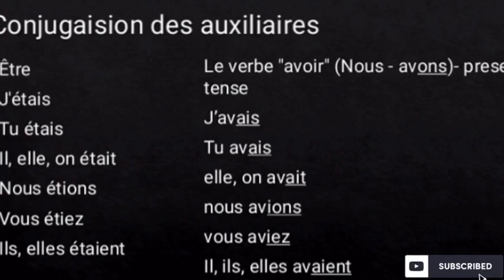The two auxiliary verbs that you must know. Look at être, j'étais. They repeat the participe passé, remove the ending, the E there, and added the terminaison. We have j'étais, tu étais on your left hand side of the screen. Il était, elle était, on était. Nous étions, vous étiez. Ils étaient, elles étaient. Now for avoir, we have what we call nous avons in the present tense. So we remove the ONS like the rule says, and we added our terminaison, the ending. So we have j'avais, tu avais, il avait, elle avait.